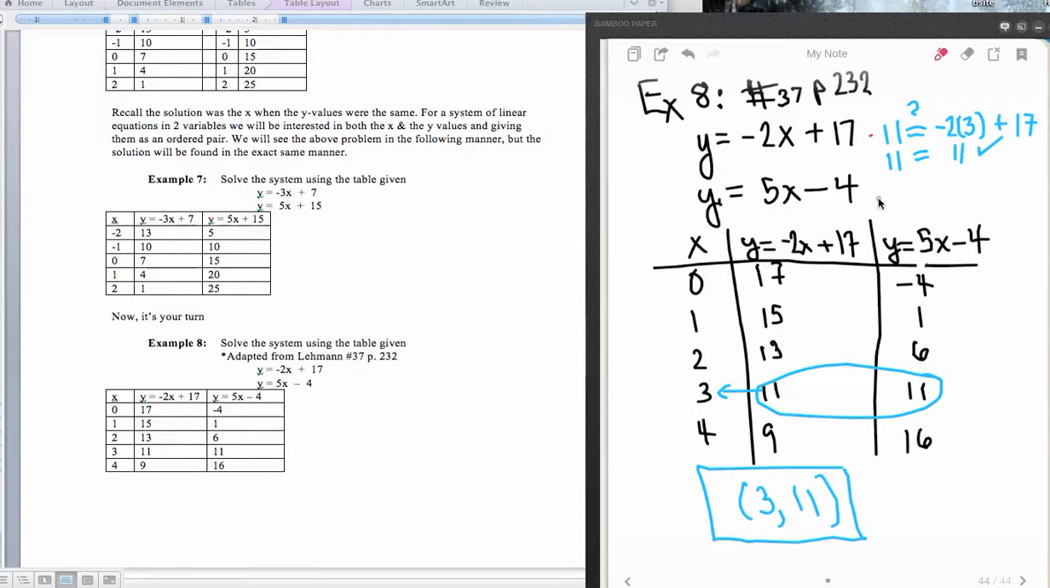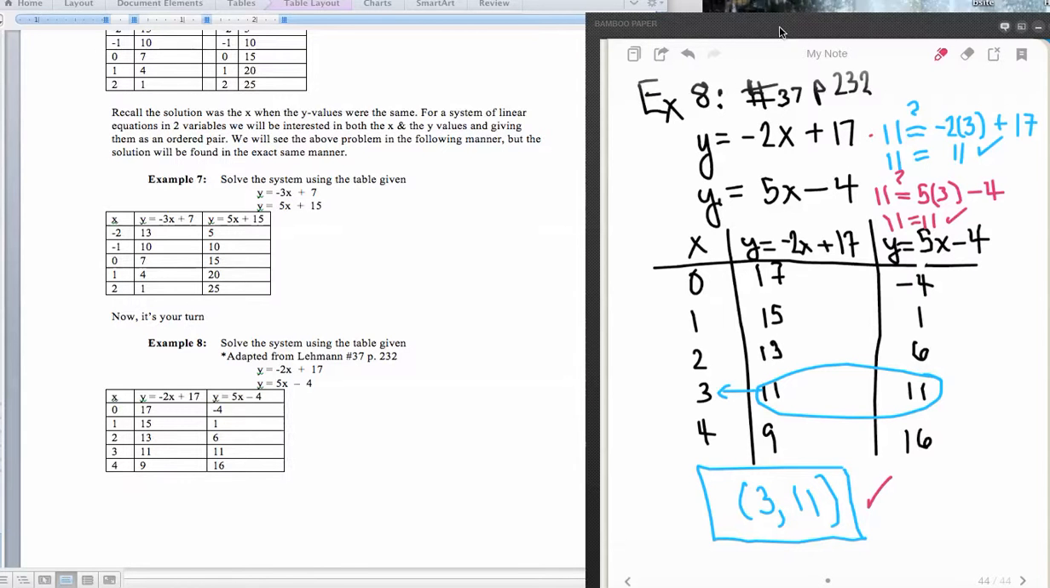And then over here, 11 is our y, right? And we're asking, does that equal 5 times my x, which is 3, and then minus 4? So 3 times 5 is 15, and 15 minus 4 is 11. And we see 11 equals 11, and therefore it solves that one as well. So it solves both of these equations simultaneously, which means, yes, that is indeed our solution.